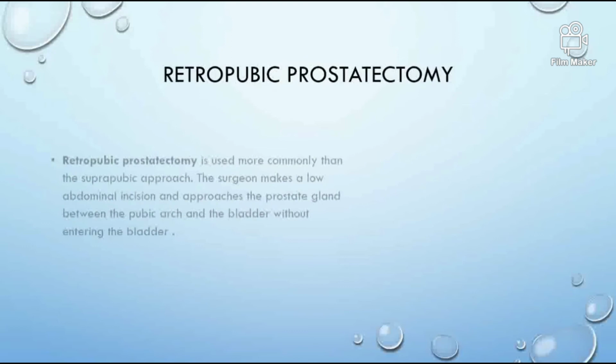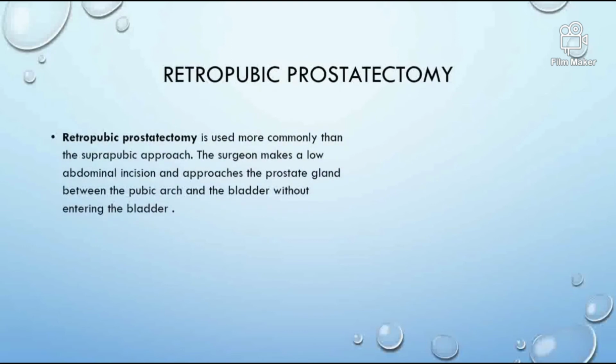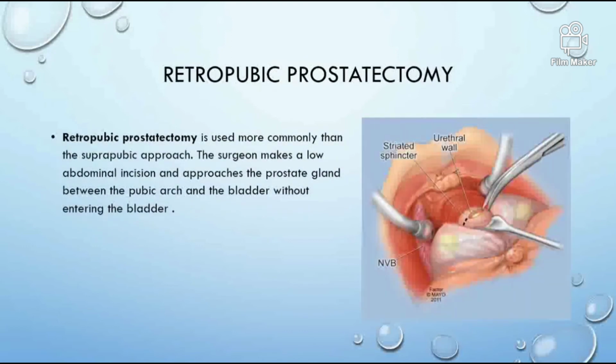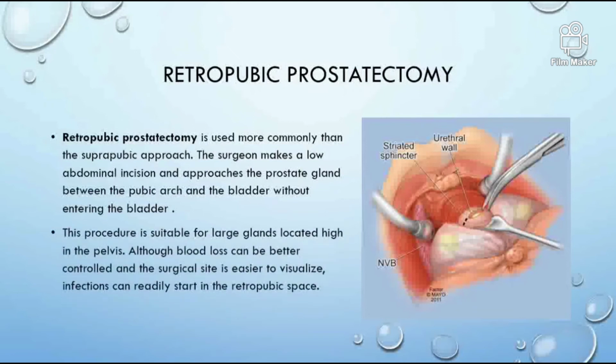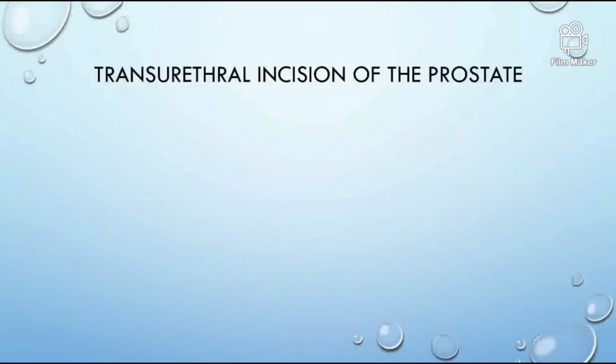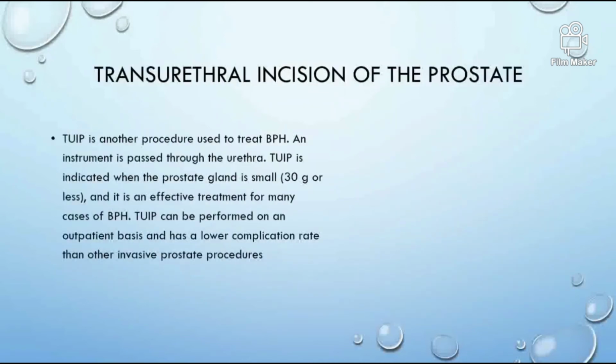Next is the retropubic prostatectomy. It is used more commonly than the suprapubic approach. The surgeon makes a low abdominal incision and approaches the prostate gland between the pubic arch and the bladder without entering the bladder. The procedure is suitable for large glands located high in the pelvis. Although blood loss can be better controlled and the surgical site is easier to visualize, infection can readily start in the retropubic space.